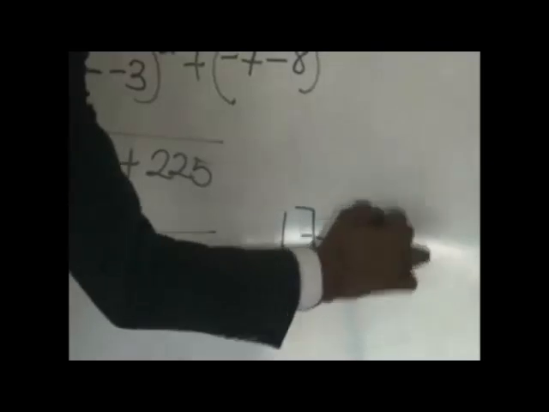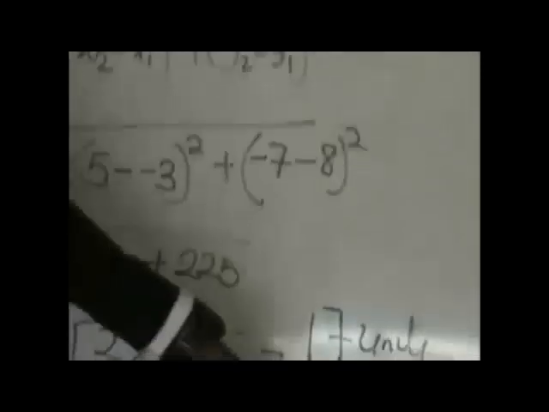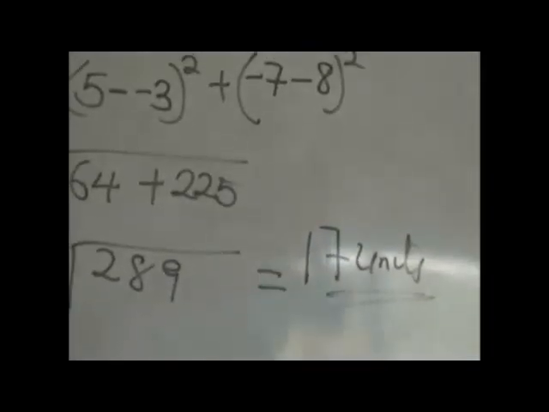So since we are talking about lines, you write units. So line MN, given these points, gives us 17 units, and the correct answer is option D. Alright, let's move on to the next.